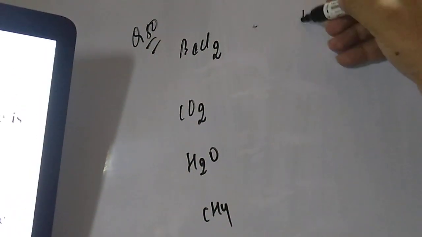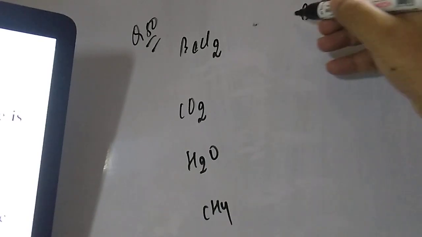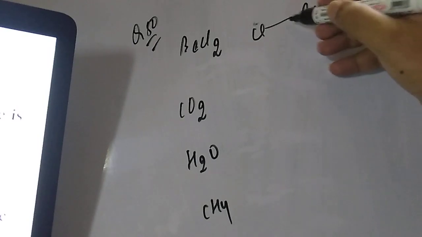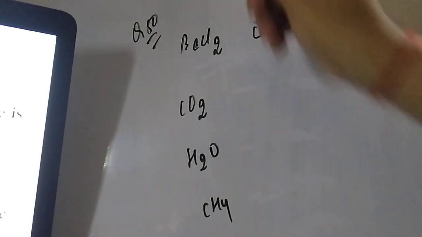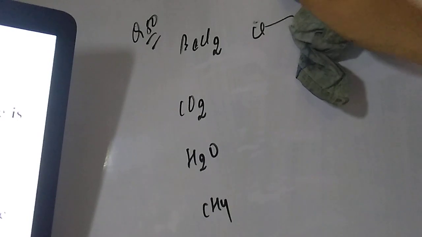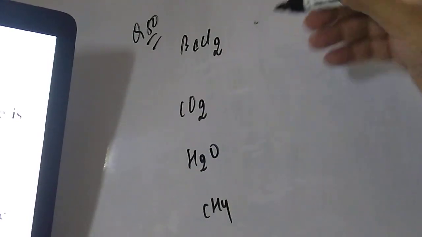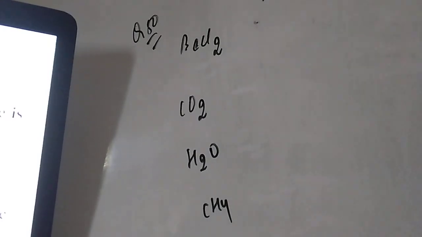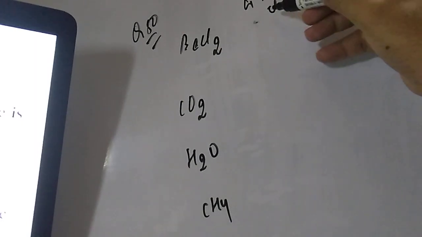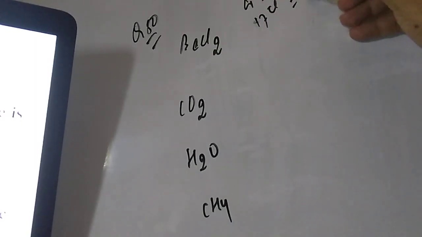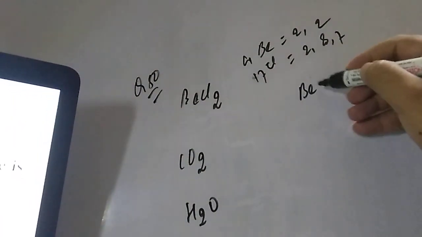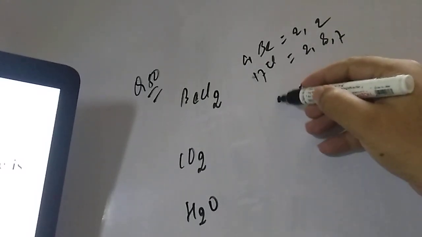No octet means what, student? BeCl2. Here beryllium has only 2 valence electrons. If you draw the dot structure, beryllium has atomic number 4, so the valence shell has 2 electrons, and chlorine has 7 valence electrons, 2, 8 and 7. So if you want to draw the dot structure, beryllium shares one with each chlorine.